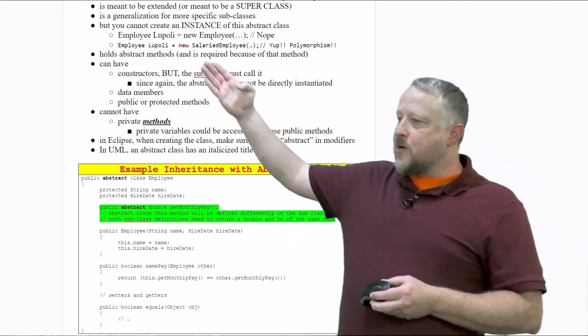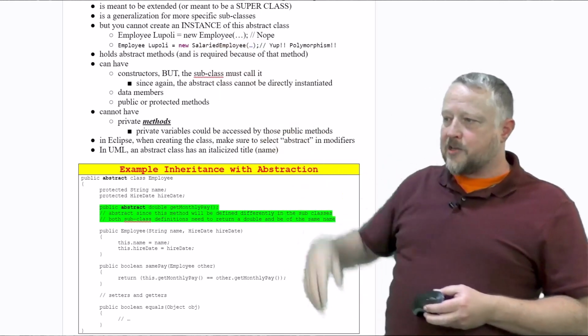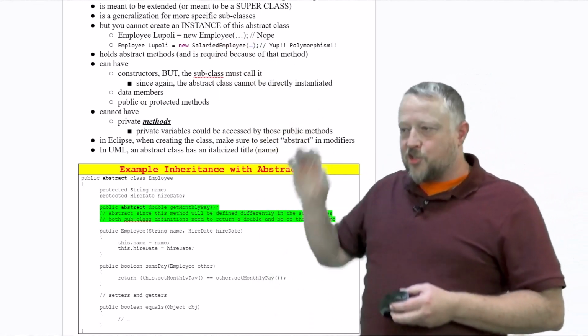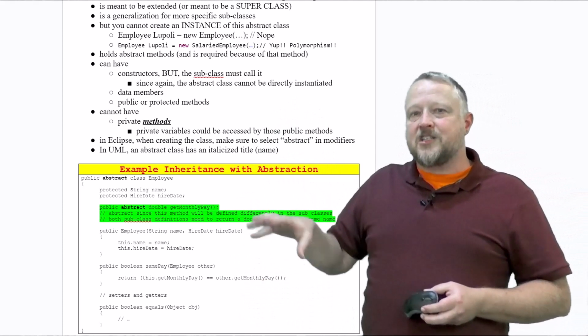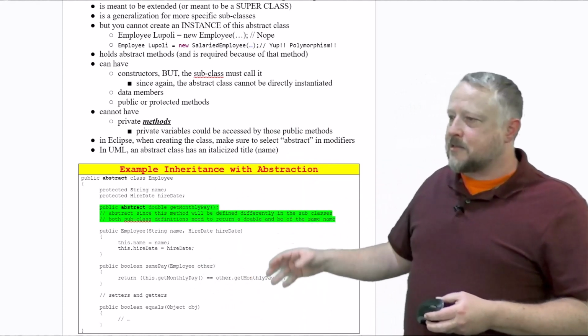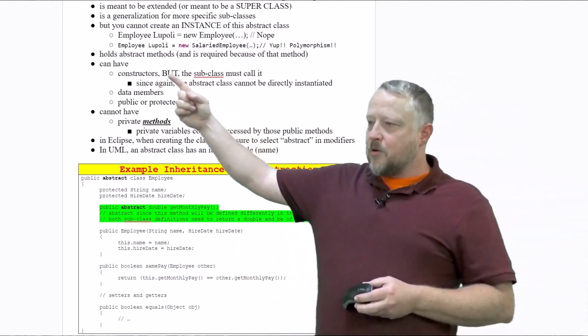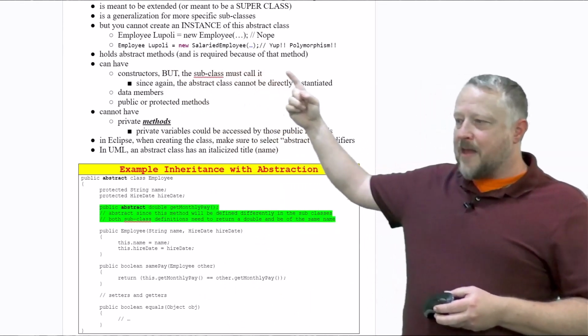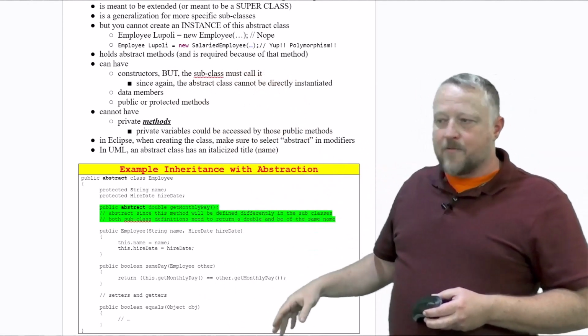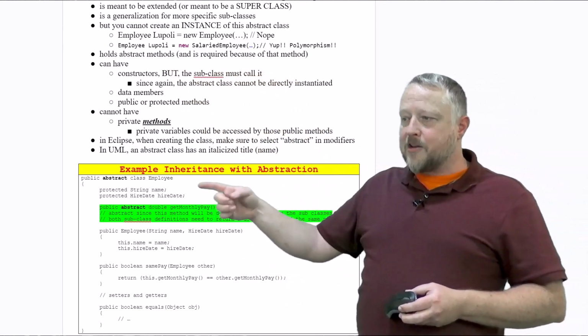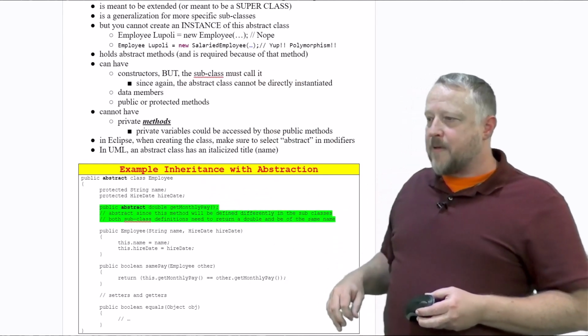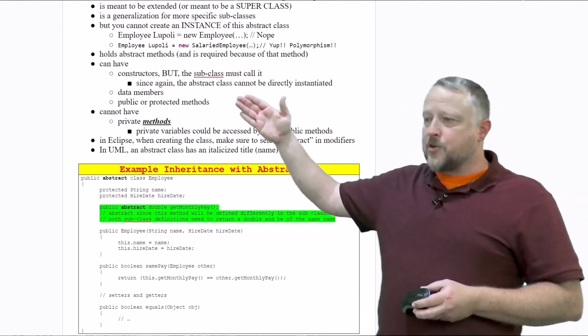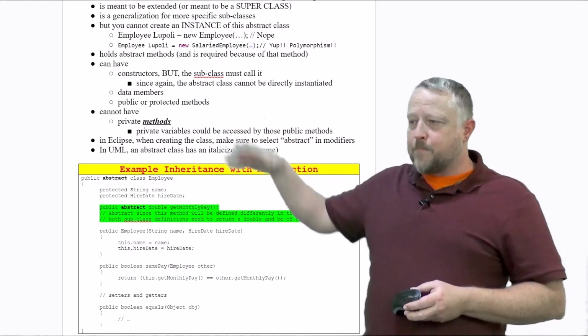You cannot create an instance of anything in this abstract class. This is just setting up what needs to be done by the lower classes. Abstract holds abstract methods, which are required of that method. We talked about this already. That means that whatever inherits employees got to have a get monthly pay. We can have constructors, we can have data members, we can have public and private methods.